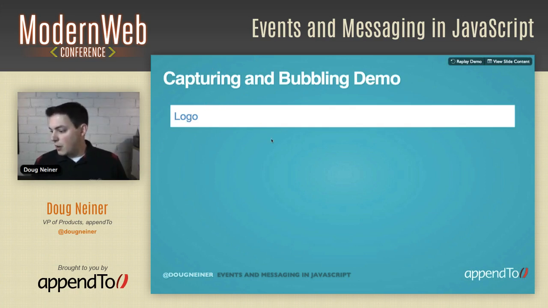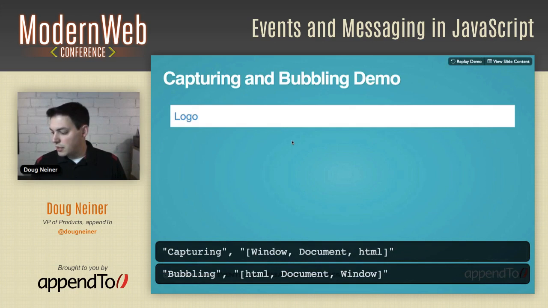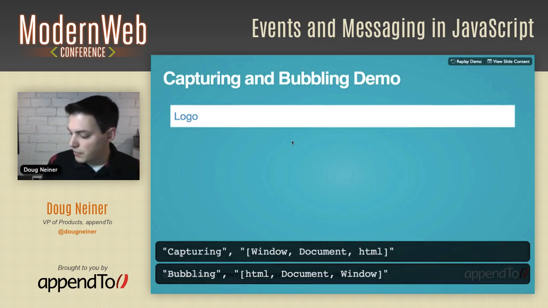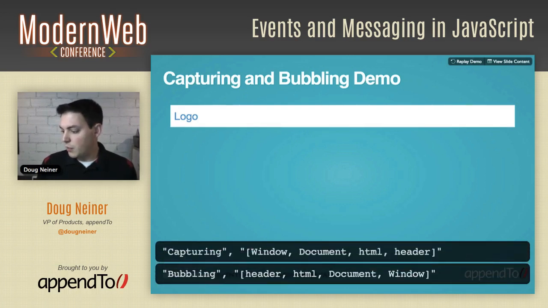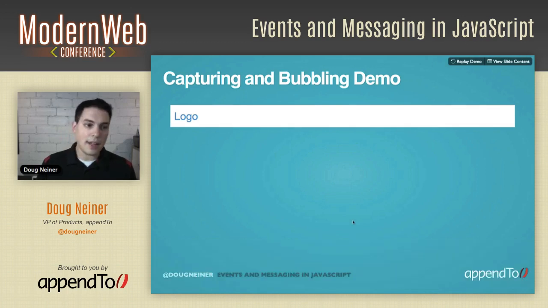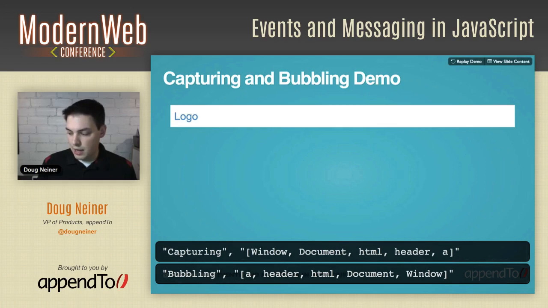If I click out here, just in the document, you're going to see it triggers on HTML. I'm going to click this again. It will go away, so let's pay attention. Capturing on window, then document, then HTML, and then it reverses and goes back up. If I add the header, which was from our example, we get window, document, HTML, header, and then it goes the other direction back up, and that's the bubbling phase. The whole way down to our anchor if we had it included there.